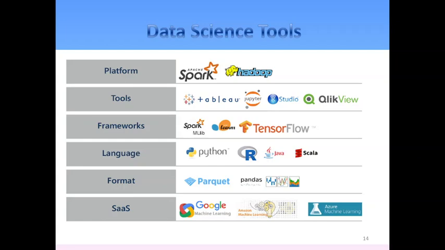The language used for data science is Python. Primarily we use Python, R, Java and Scala. For formats and libraries, we use Pragbits and the Pandas library.